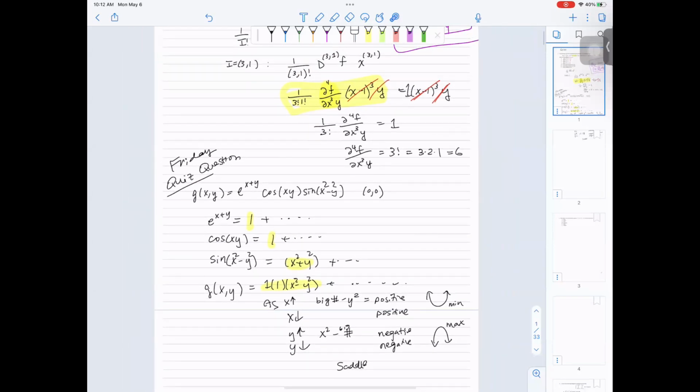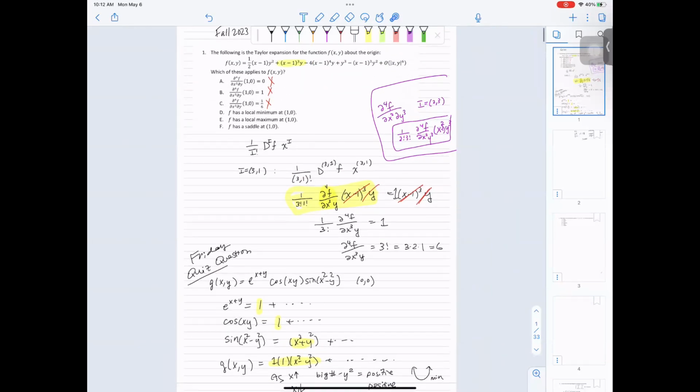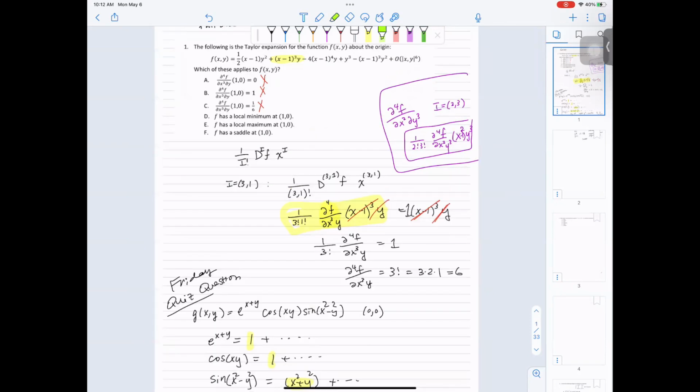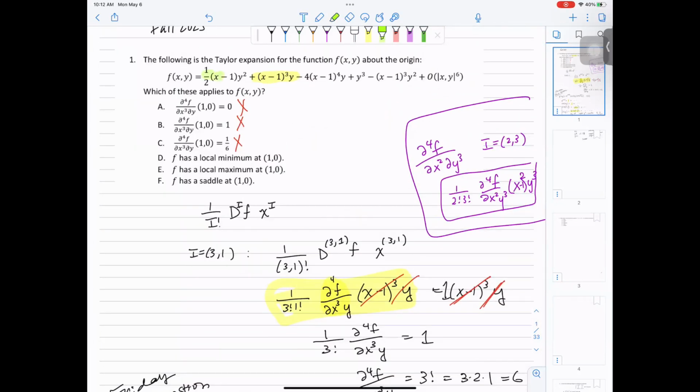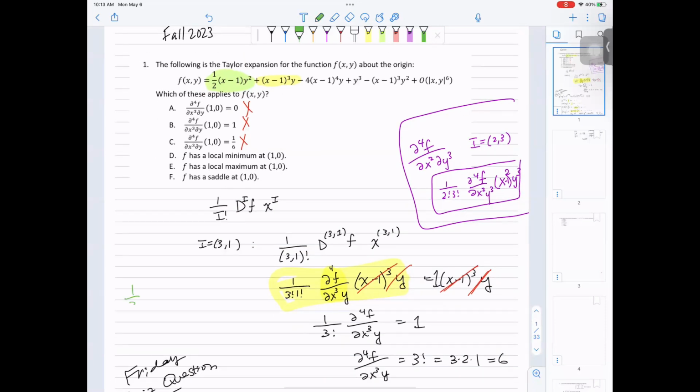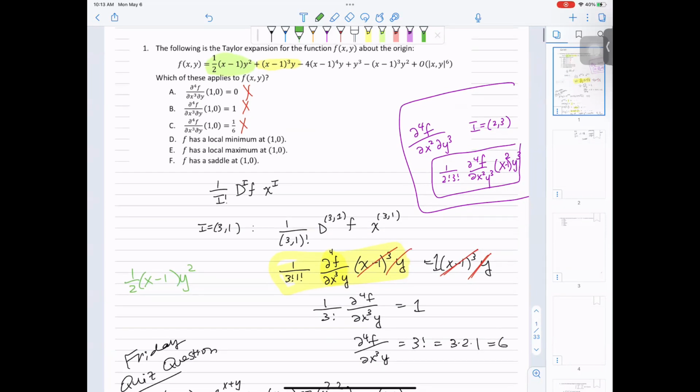So using this similar idea, we're going to use that for question 1. I'm going to look at what is my lowest degree term, whatever has the least exponents. So looking at my first term, the 1/2 (x minus 1) y squared, I'm going to look at 1/2 (x minus 1) y squared. And I'm going to see what is the behavior around the critical point. They're saying that my critical point is (1, 0) for each of my choices. So I'm going to see, is it a min or a max or a saddle?